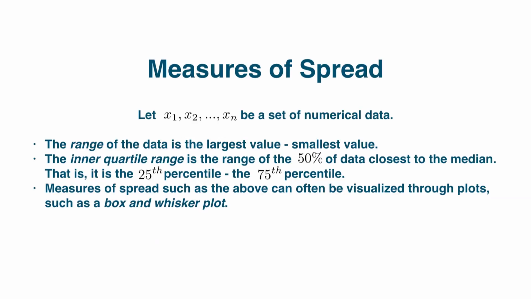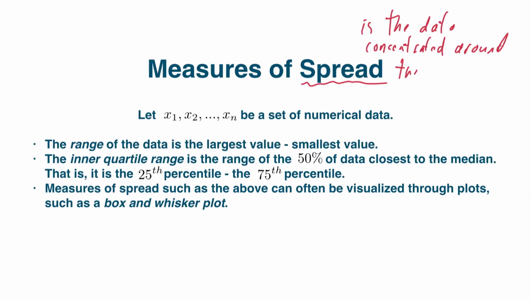Okay, so to summarize, a measure of spread is a measure of how spread out the data is. So is the data concentrated around the, let's say, mean or median? Or is it spread out or diffuse?